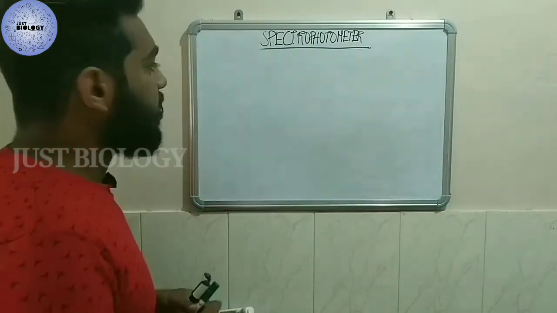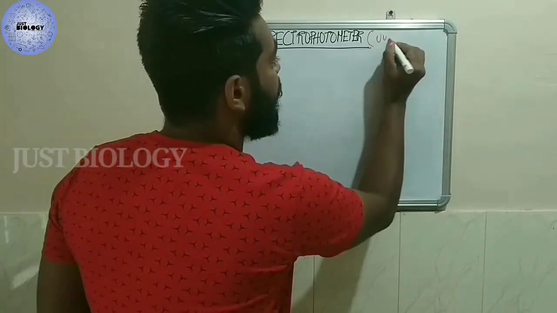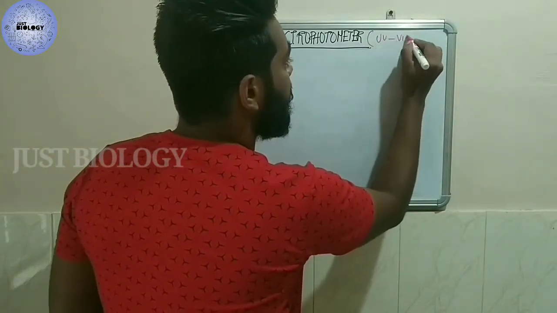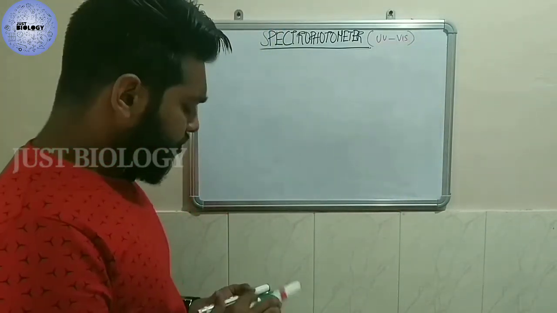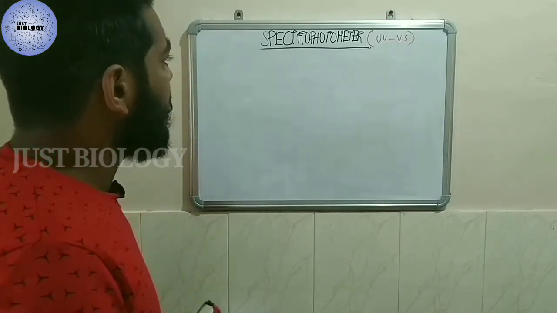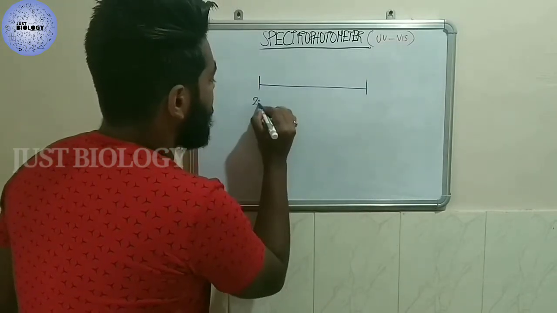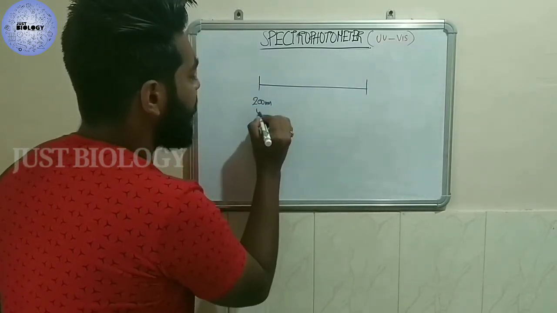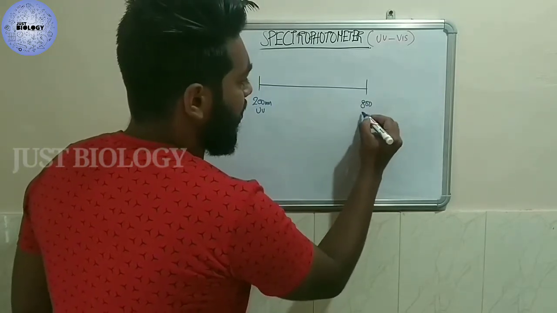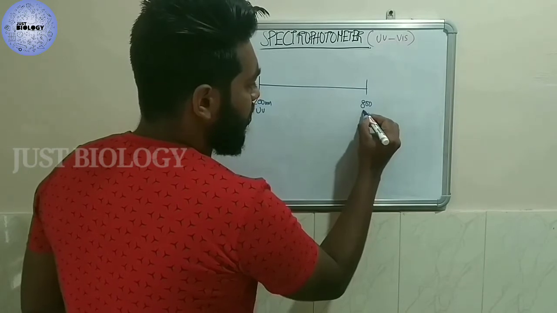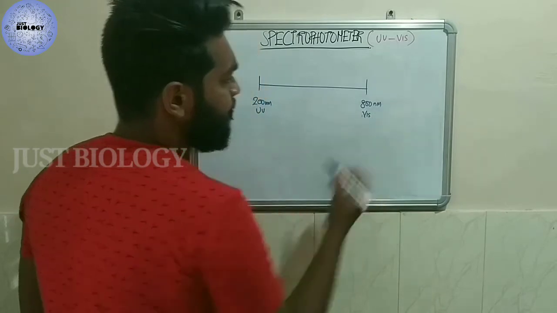Now let's begin with the spectra. We know that the spectrophotometer is a UV and visible one, so we are going to discuss the UV visible spec. Now we have to draw the spectral line. This 200 nanometers is the UV range, and here we have the visible range, which goes up to 800 nanometers. This axis is in nanometers.